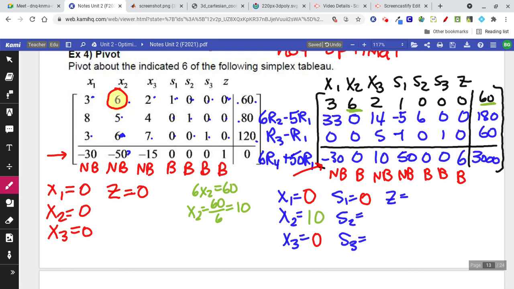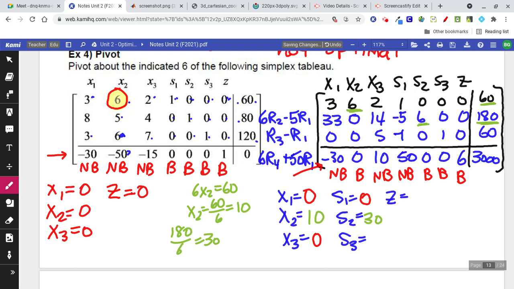Now, I want you to do that in your head as soon as you can figure out what to look at. I know sometimes students' eyes go cross. There's so many numbers. But when I look at S2, there's only one number to look at. It's got to be that 6. And look straight across at that 180. We're doing 180 over 6, which is 30. That's the value of that slack variable.